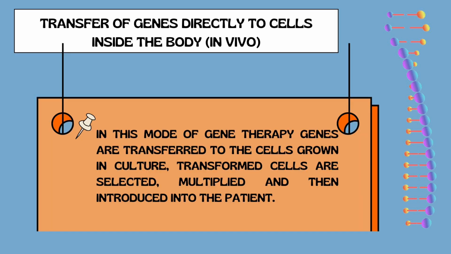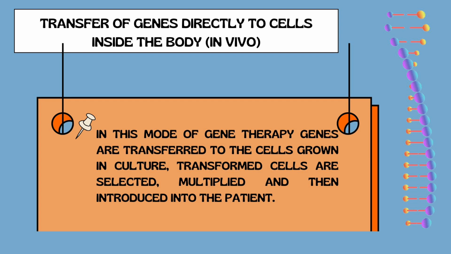In this mode of gene therapy, genes are transferred to cells grown in culture. Transformed cells are selected, multiplied, and then introduced into the patient. This process involves transferring the desired gene into the cells grown in the culture. These cells are then selected based on their successful transformation and are multiplied in the lab.